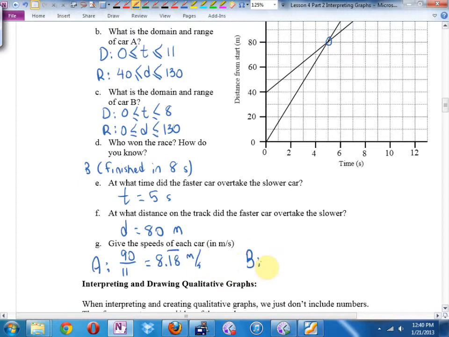How far? 130 meters. How long? 8? 130 divided by 8 is going to be 65, divided by 4 is going to be 32.5, divided by 2 is going to be 16.25. Double check me. Is it 16.25? Yep.